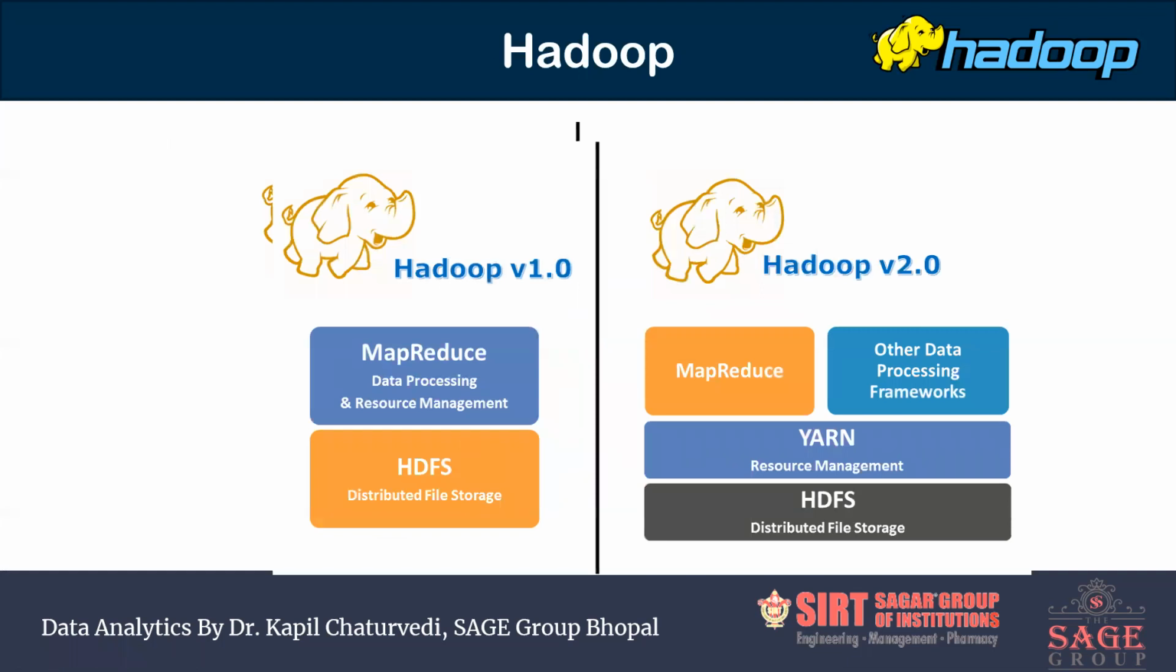Now, recently we discussed Hadoop 1.0. Now we have Hadoop 2.0 also available, which has the additional feature of YARN, which provides resource management functioning smartly for better utilization of the Hadoop framework.